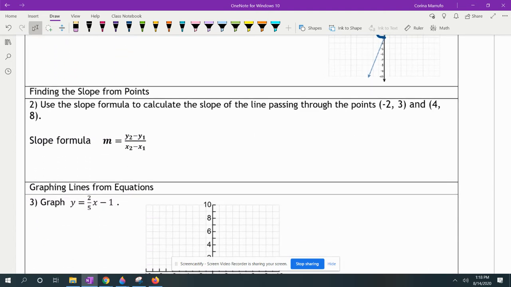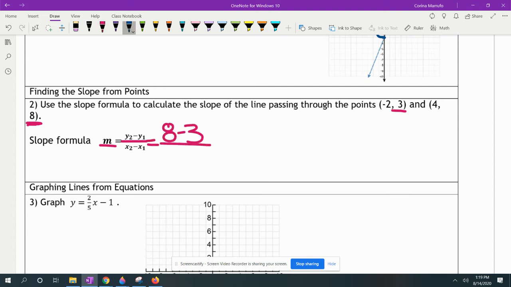All right, finding the slope from points. So here it says use the slope formula to calculate the slope of a line passing through the points negative 2, 3, and 4, 8. I'm sorry about that, but the 8 came out over here. So what we have to do here is in order for us to find the slope, we have to subtract the y values starting with the second point. So my y value here is 8, and my y value here is 3. So we're going to do 8 minus 3.